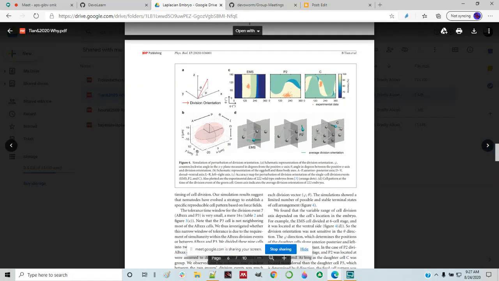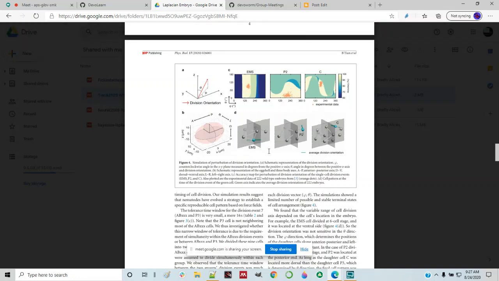So they do the simulation of perturbation of division orientation. This is where they're looking at division orientations. And I think we have some data on that. I don't know how accurate they are. Those were derived from the EPIC data set a long time ago. So we might pull those back up and look at them. Again, I don't know exactly how accurate they are, but they might be useful to look at.